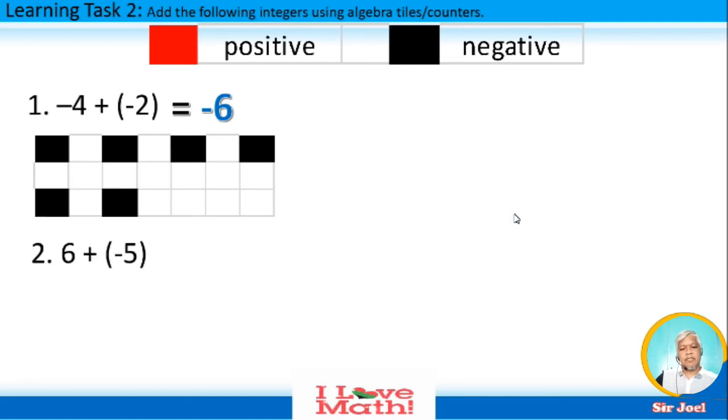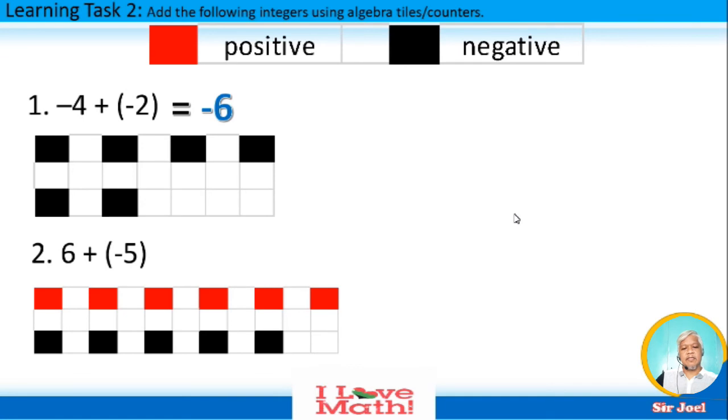Number 2, positive 6 plus negative 5. So, positive 6 plus negative 5. Gamit ulit tayo ng tile or tiles. Meron akong 6 na red kasi positive 6. Tapos, meron namang 5 black kasi negative 5. Now, kanina, sabi natin, meron tayong sum of opposites. Diba? Na kung saan yun ay 0.